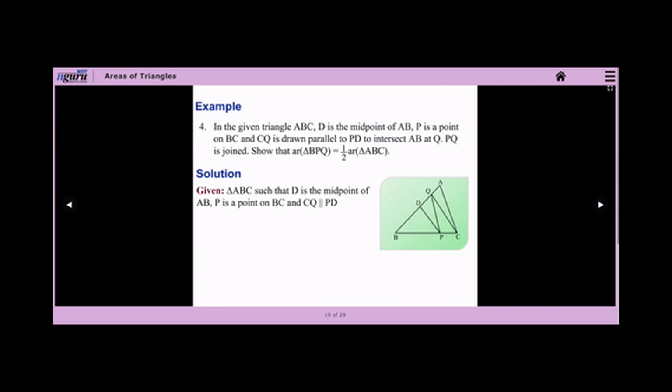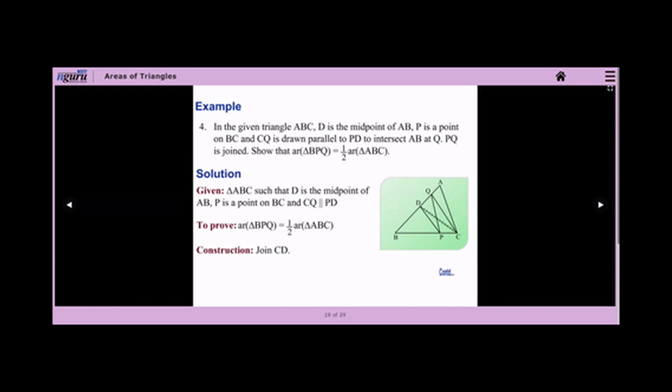Now, example 4. In the given triangle ABC, D is the midpoint of AB and P is a point on BC. CQ is drawn parallel to PD to intersect AB at Q and PQ is joined. Show that the area of the triangle BPQ is equal to half the area of the triangle ABC. It is given that in the triangle ABC, D is the midpoint of AB, P is a point on BC, and CQ is parallel to PD. We need to prove that the area of the triangle BPQ is equal to half the area of the triangle ABC.